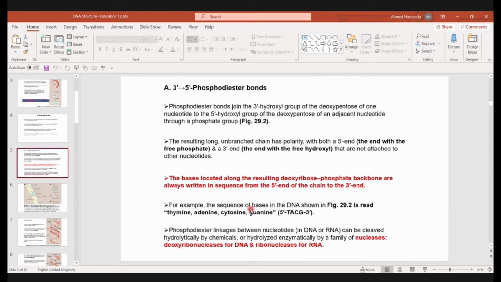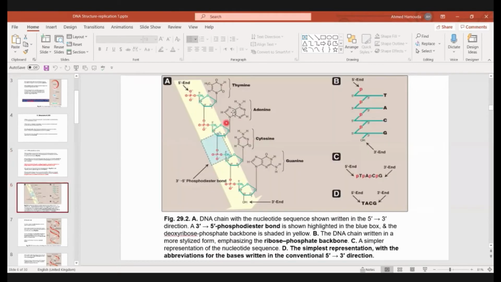Now, the bases located along the resulting deoxyribophosphate backbone are always written in sequence from the 5 prime end of the chain to the 3 prime end. If you look at this, this is the base thymine, this is the adenine, this is the cytosine, and guanine. If you want to write it, forget about B and C. We are focusing only on A and D. T for thymine, A for adenine, C for cytosine, and G for guanine.